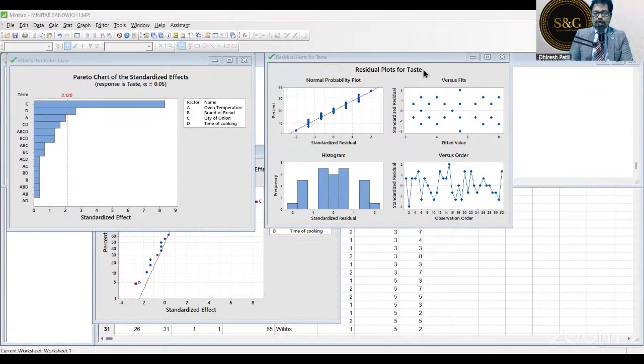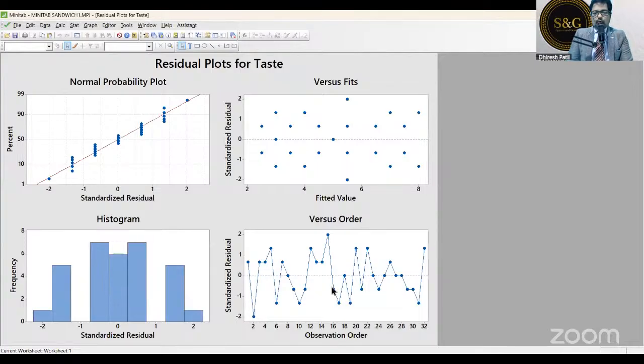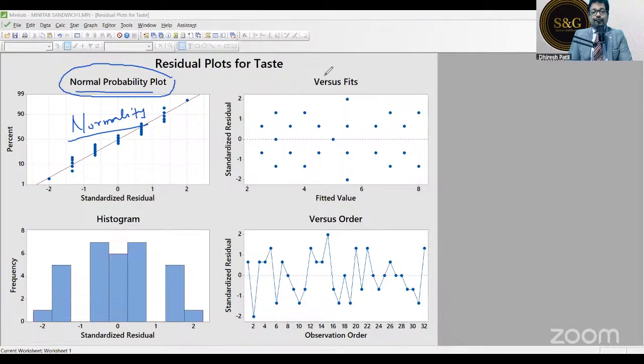So let's discuss this graph. What you need to check in this graph is this. The first one is the normal probability plot. You remember, whenever we do our Anderson-Darling normality test, we get a normal probability plot. So this is normality testing. Now, which normality are we testing here? We are testing the normality of the residuals.